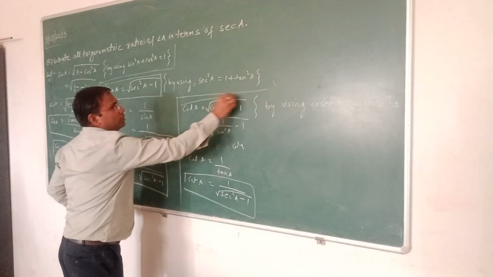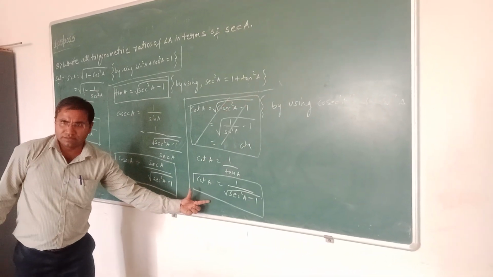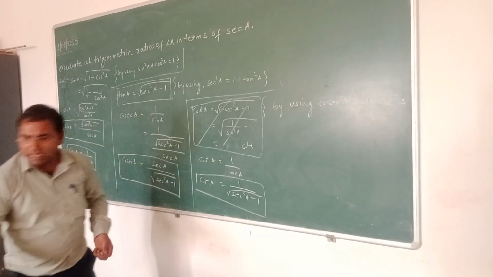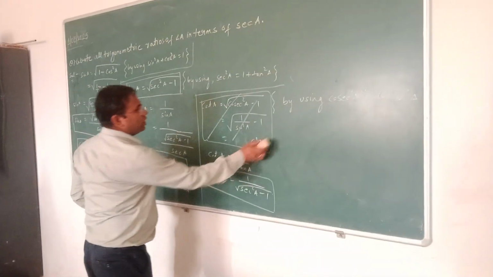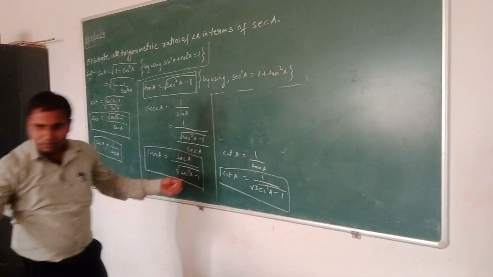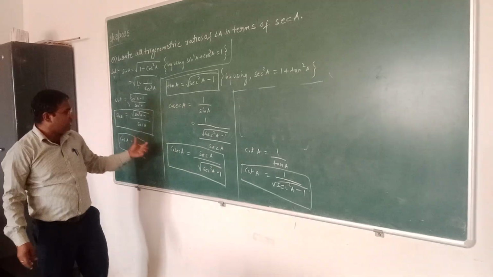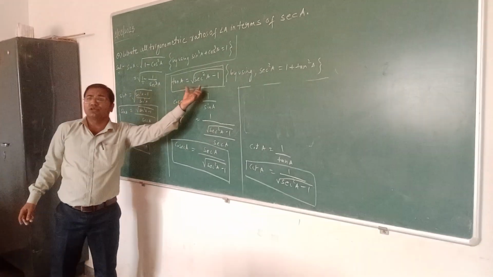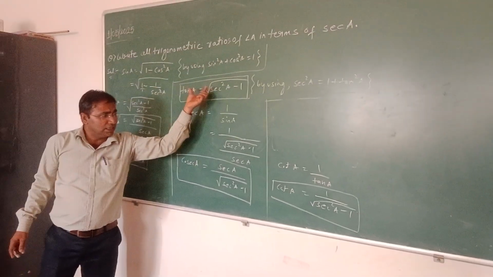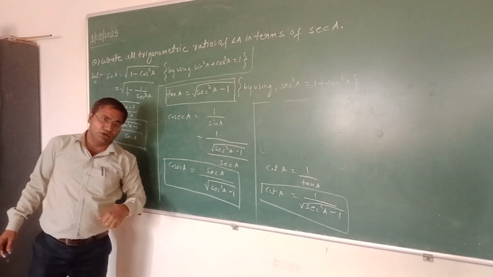So instead of doing this one, do this one. It is the simple one. So cot A can be written as 1 upon tan A, and we have already written tan A in terms of sec A. So write this in place of tan A. In this way you can write cot A.